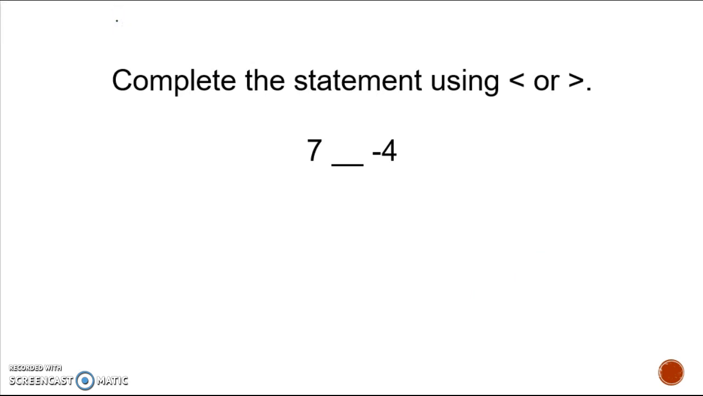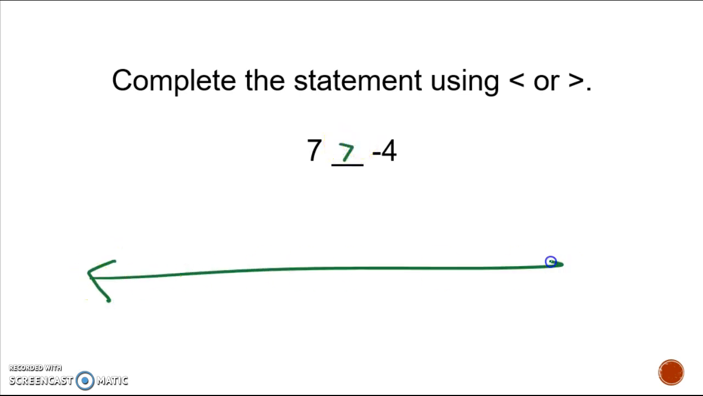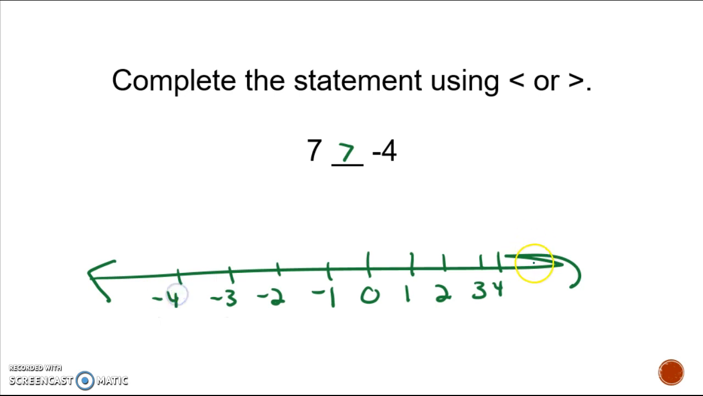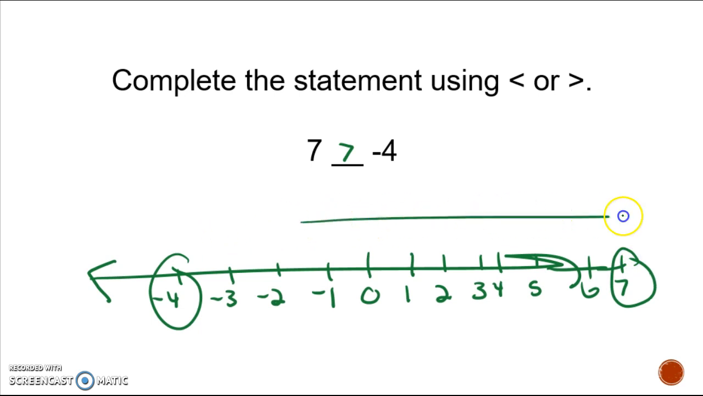All right, so next one, we complete the statement. So we are comparing these two numbers using a less than or greater than sign. 7 is greater than -4. If you didn't know that, what I would suggest is that you put 0 in the middle, 1, 2, 3, 4. You have -1, -2, -3, -4, 5. Gotta extend a little bit. 7. So -4 is over here, and +7 is over here. If you go further to the right, it's greater. So anything further to the left is less than. So here, 7 is more to the right, so 7 would be greater than -4.